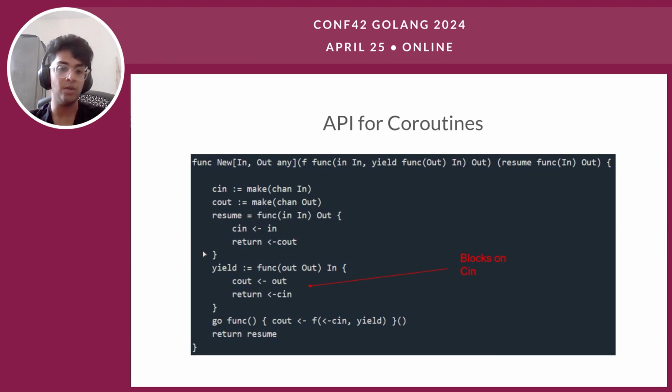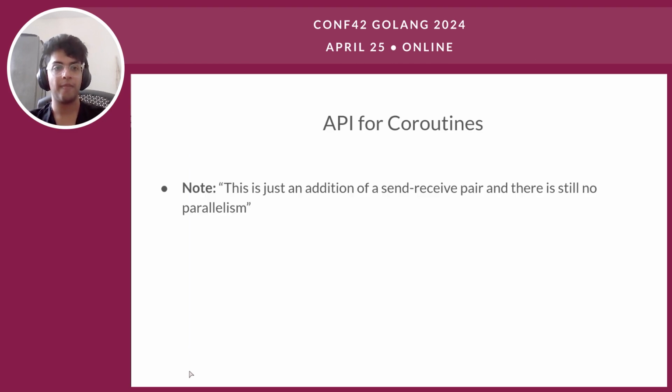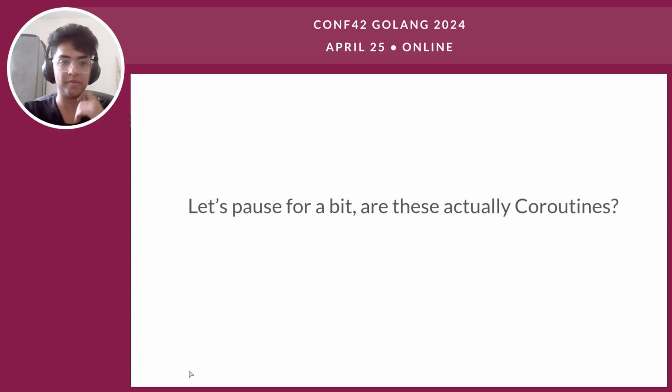So that's great. If you notice, it's just the inverse of your resume function. It writes into cout and blocks itself on cin, and you can actually pass this function into your Go routine. It is great that Go allows you to pass function values into other functions, as callback functions. So you have only added another send-receive pair, and there's still no parallelism happening, right? That's the whole point of coroutines.